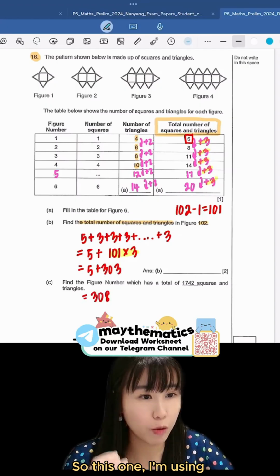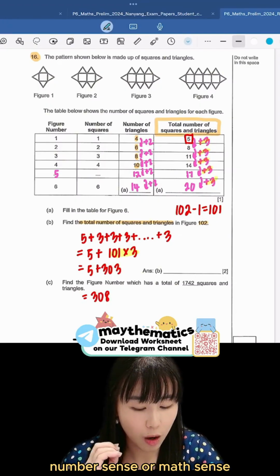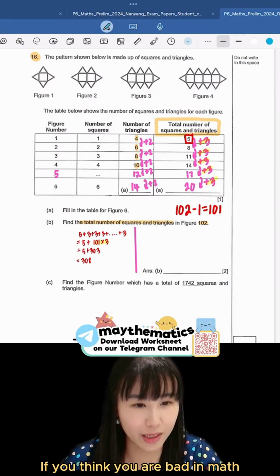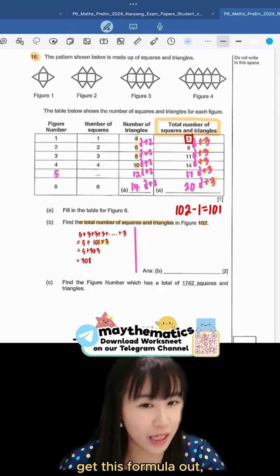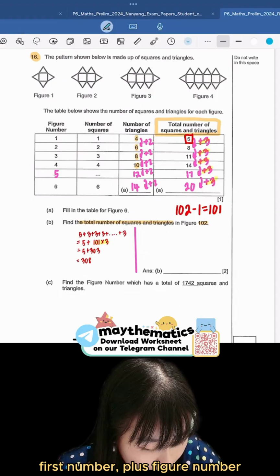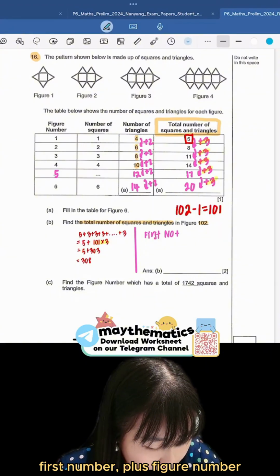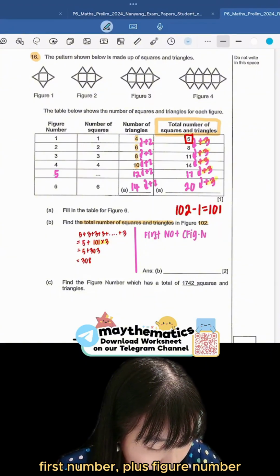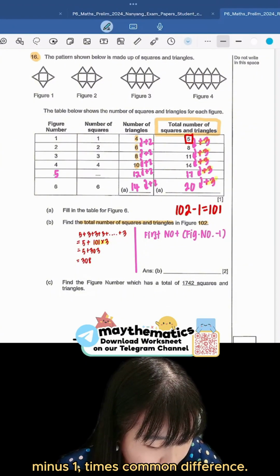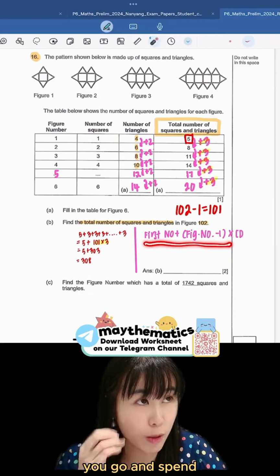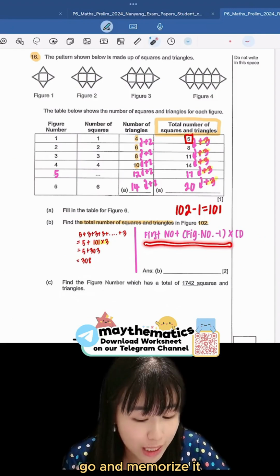Okay, so this one I'm using number sense or math sense to derive that pattern. If you think you're bad in math and you really cannot get this formula out, then you memorize this formula. First number plus figure number minus 1 times common difference. Even if you're bad at math, you go and spend a bit of effort, go and memorize it, you can get the mark.